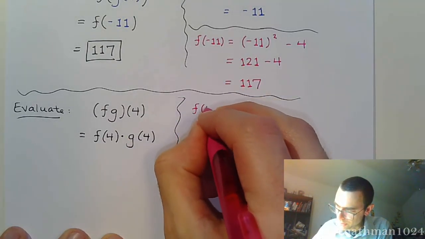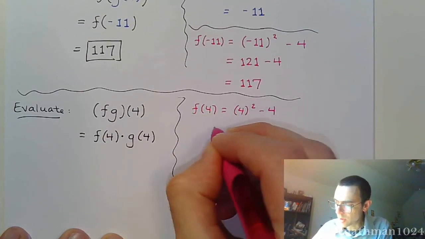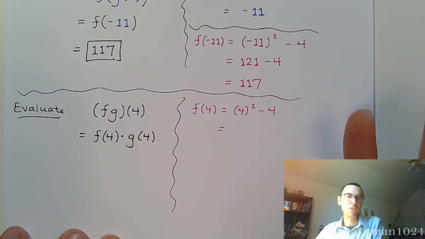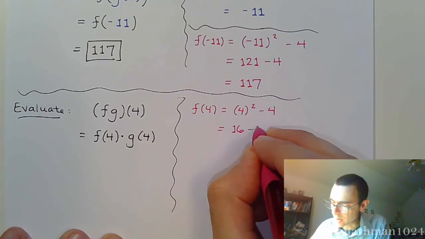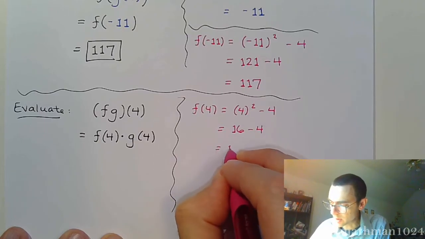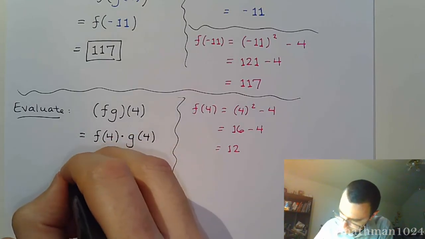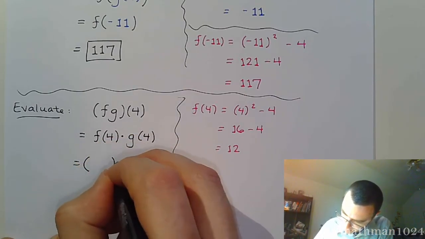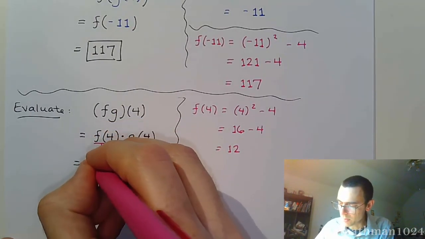All right. So we need to figure out f of 4. That's 4 squared minus 4. I mean, this is stuff we've been doing most of our lives, right? Follow the order of operations. 16 minus 4 is 12. So f of 4 gives me 12.